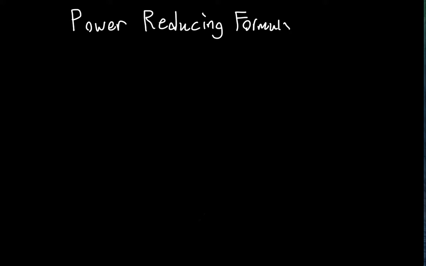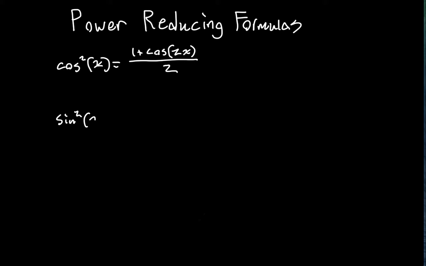Hello. In the last video, we derived some pretty important formulas called the power-reducing formulas. I'm going to write that up here because I realized I didn't do that in the last video. We found that cosine squared of x is equal to 1 plus cosine of 2x over 2. And we found that sine squared of x is equal to 1 minus cosine of 2x over 2.